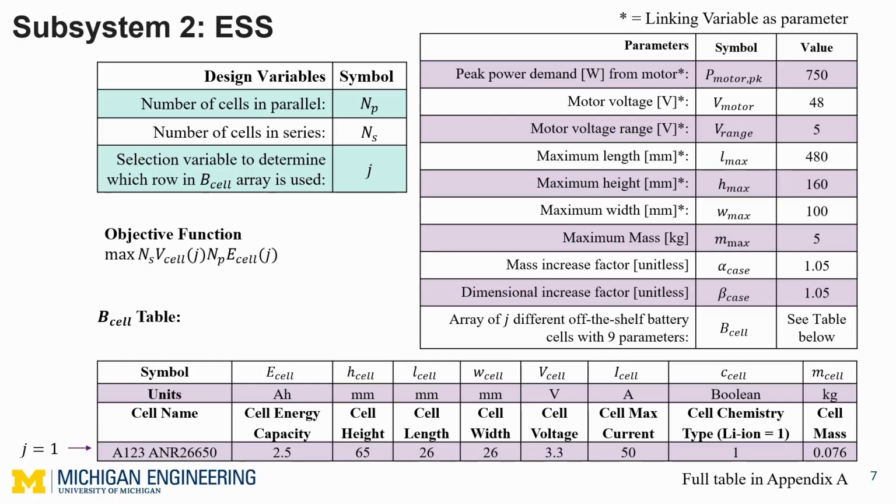Our second subsystem is the energy storage subsystem. The electrical connection arrangement and mechanical packaging designs are based on number of cells in parallel NP or series NS. Parameters shown on the right are used for evaluating constraints. The B cell parameter table simulates being provided off-the-shelf cell options with different characteristics. The design variable J is used to select the row of the B cell table, which will maximize the energy capacity of the battery in watt-hours.